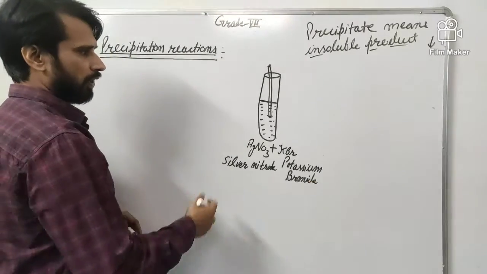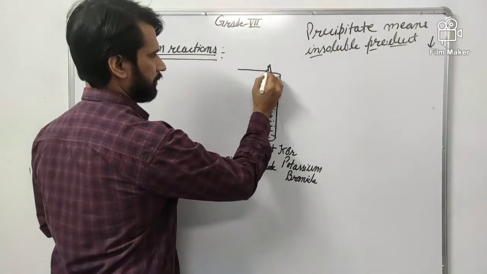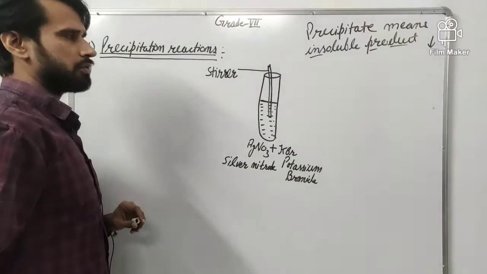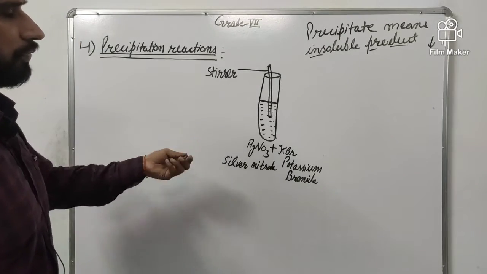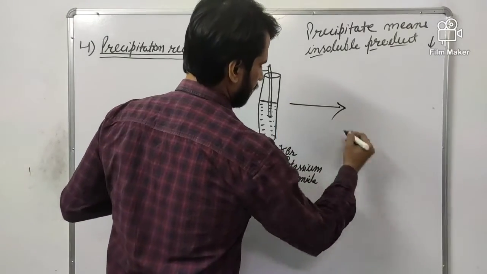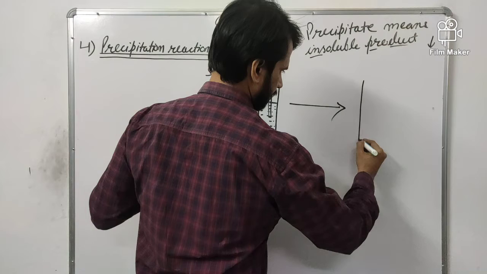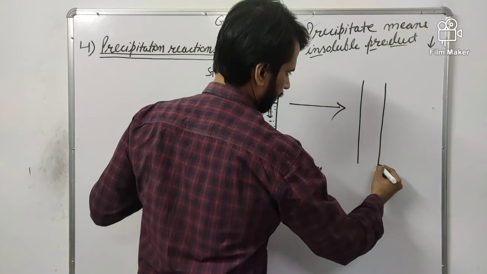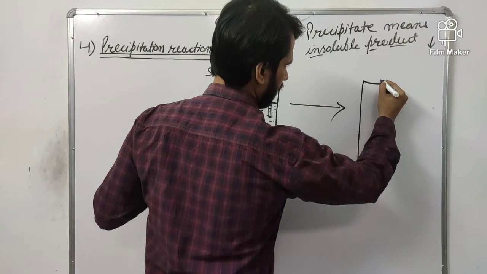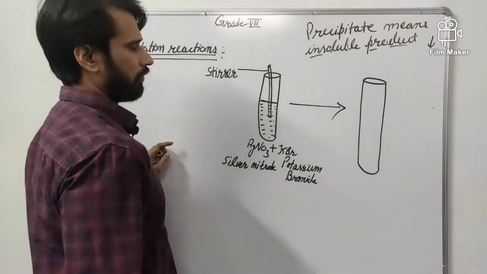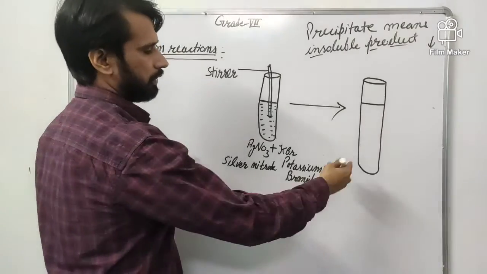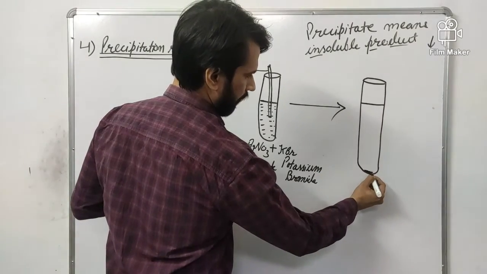So after some time what happened? What is this? This is a stirrer, also called a glass rod, with the help of which you can dissolve the salts. After some time, what will you observe? You will observe there are two products. One is in solution form, a clear solution, and the second is an insoluble product that settles down at the bottom.